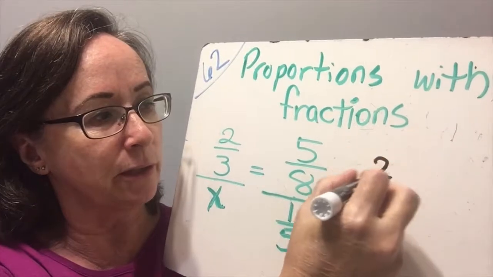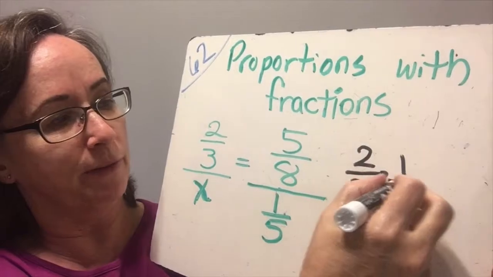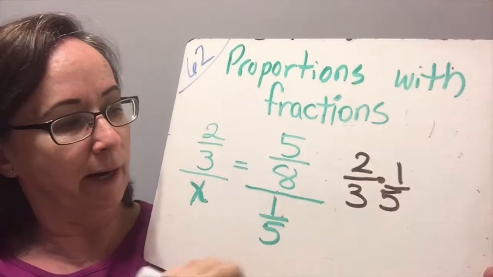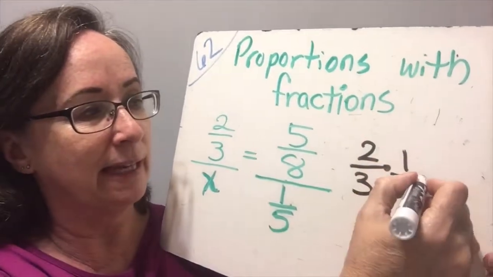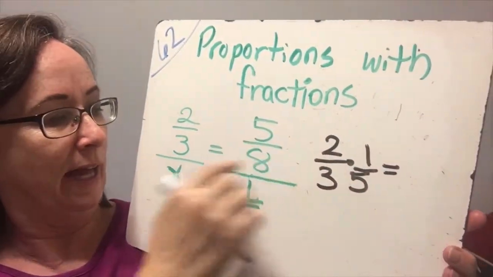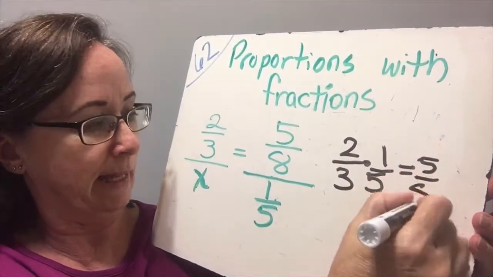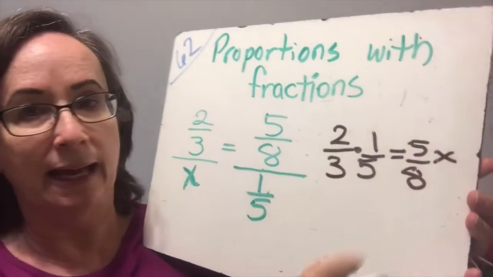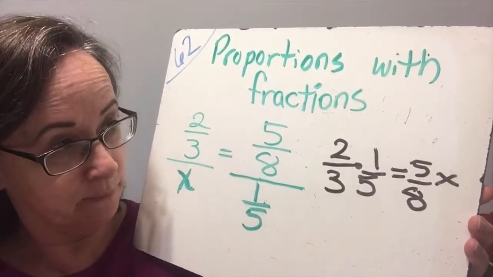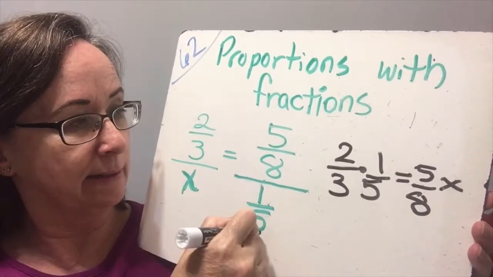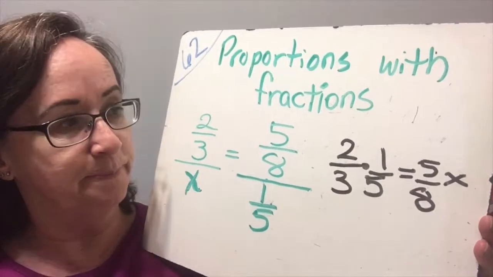So we will have 2/3 times 1/3. No, excuse me, 1/5. Can't read my own writing. 2/3 times 1/5. And then we're going to set that equal to 5/8 times x. Okay, so that's a pretty easy first step. We multiply across and we set it equal to the other cross product.